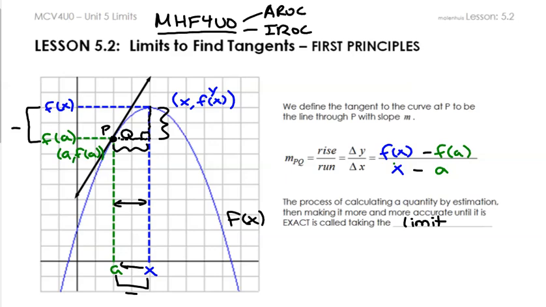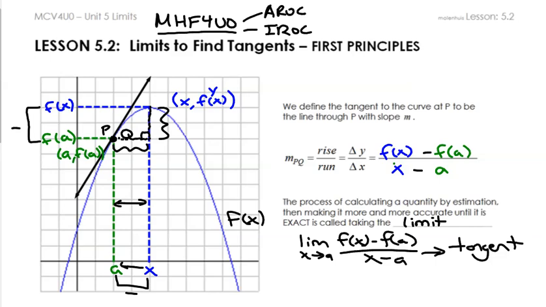And that's what we write as a limit. We go limit as x approaches a for your secant is going to become a tangent. Okay, now depending on where p is, because if p was here, then we get a different tangent altogether. All right, and that's basically what this video is going to be about, finding many, many tangents.